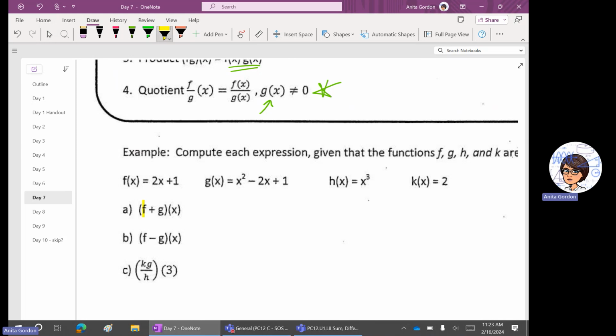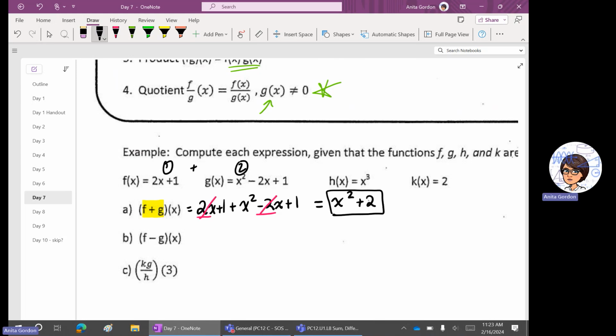So what is f plus g of x? Well, I'm going to take this one and add it to this one. So this is going to be 2x plus 1 plus x squared minus 2x plus 1. I'm going to combine terms. 2x minus 2x, oh, those cancel out, go to 0. And 1 plus 1 makes 2, so this is just x squared plus 2 as my final answer.